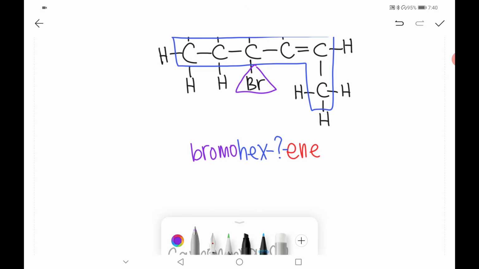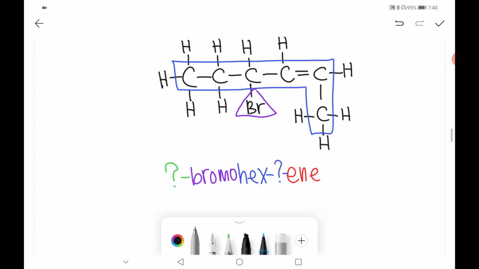And don't forget, we need to give the address, the position number, to the branch. Since we have one branch, we need to put one number in front here. Between the number and the letters, we need to put a dash. All right, let's do it.